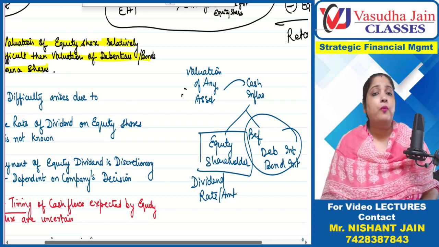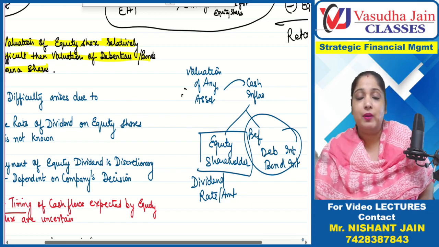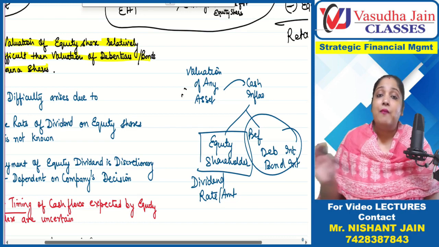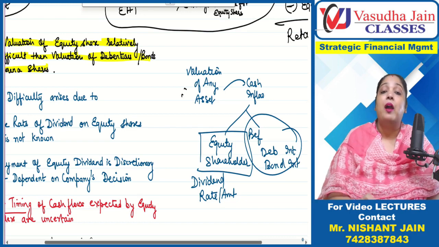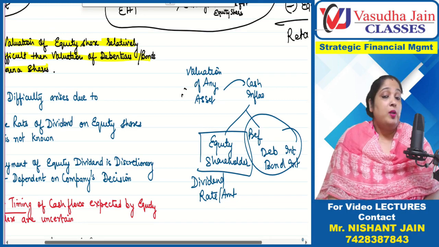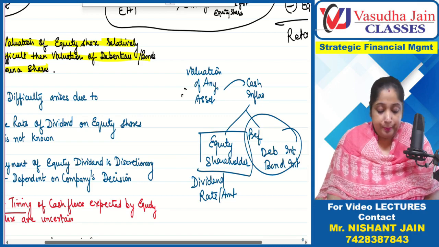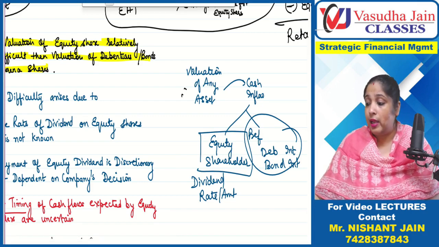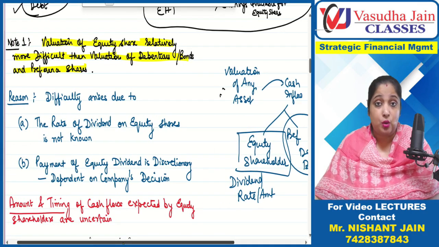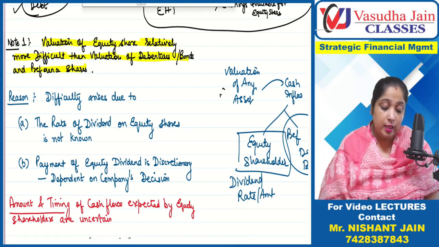We do not have to do prediction. The question will tell us how much dividend the company will pay. But in real life, valuation of equity shares is tough, because we have to predict the dividend rate, which keeps on changing. How much dividend the company will declare is not pre-decided. It is also dependent upon the company's discretion, how much dividend payout they will do. This is the same thing written here.